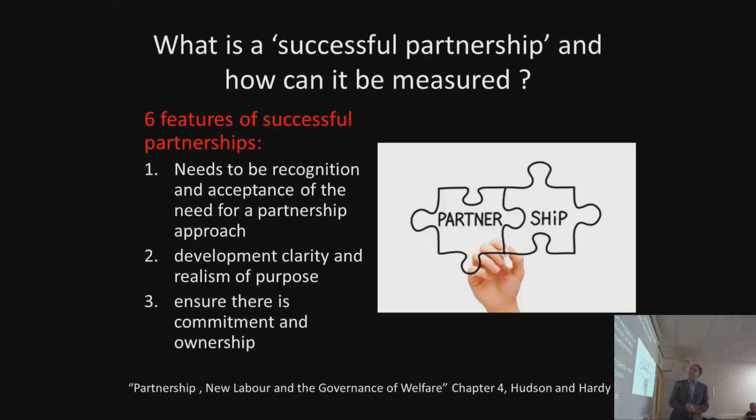Now, what does a successful partnership actually look like? So I have the golden... Oh no! Okay, there we go. So we actually have 6 features of a successful partnership, and so partner and the ship. There needs to be recognition and acceptance of the need for a partnership approach, of course.